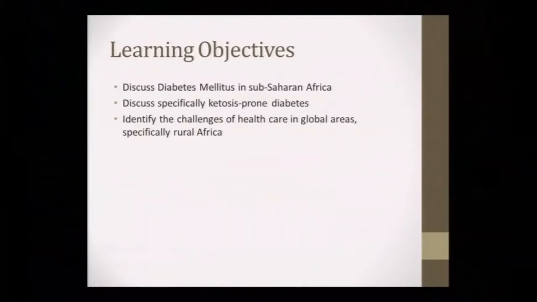My objectives: we're going to talk about diabetes in sub-Saharan Africa and discuss specifically ketosis-prone diabetes. We always hear about type 1 and type 2, but then you have these patients that are type 2 diabetes, but they'll present in DKA. And so it's a little bit atypical from what we're used to. I found it pretty interesting because we actually saw a couple of these patients over there, and then also talk about the challenges of healthcare in global areas, and specifically rural Africa where we were.